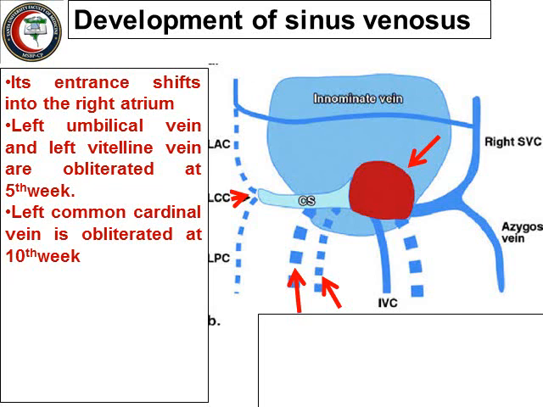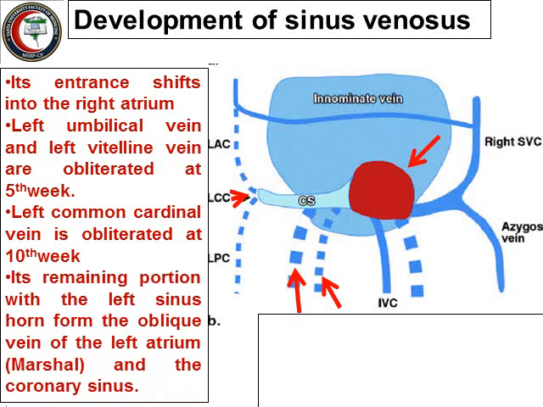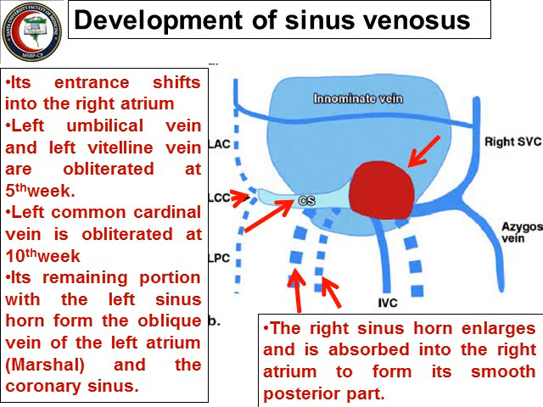complete obliteration. There is a remaining portion of it, and also a remaining portion of the left half of the sinus venosus, the left horn. What happened to this remaining portion? The left sinus venosus and the left common cardinal vein, with each other, form the oblique vein on the back of the left atrium and the coronary sinus. They form the oblique vein of the left atrium and the coronary sinus.